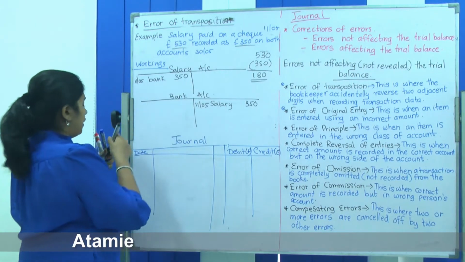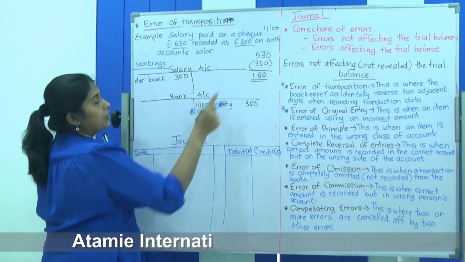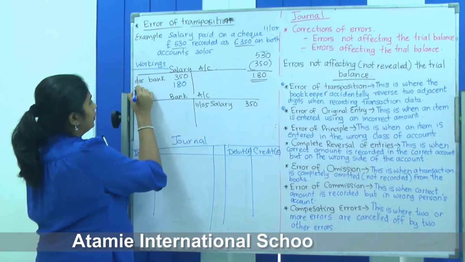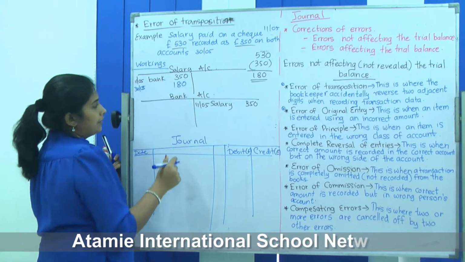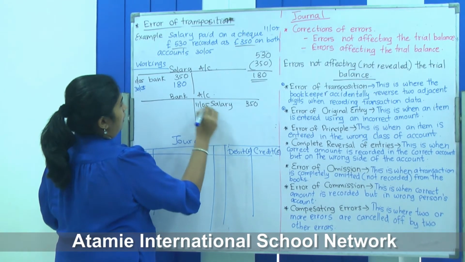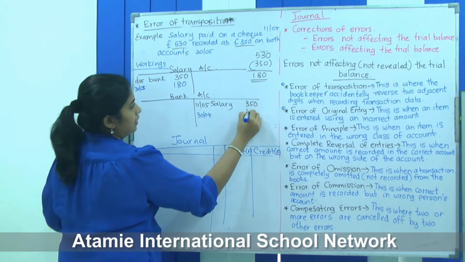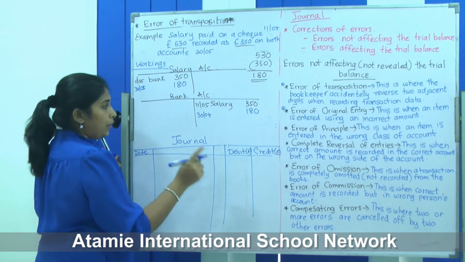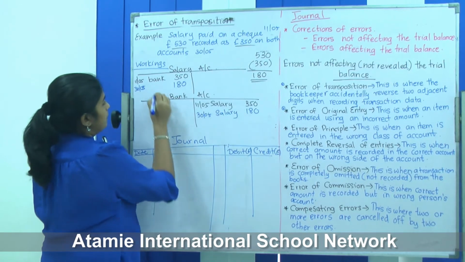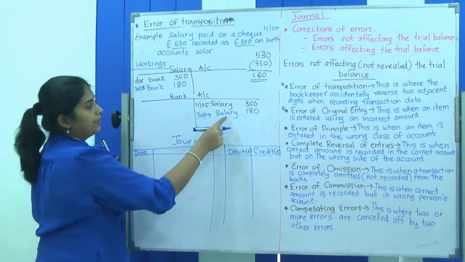That means this 180 should be debited again on 30th May. The salary account will be debited by 180, and the bank account, to add this 180 to make 350 into 530, you have to credit. Then you will exchange the names. In the salary account you will write bank, in the bank account you will write salary.